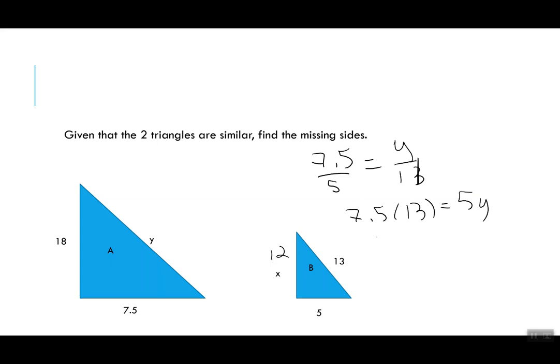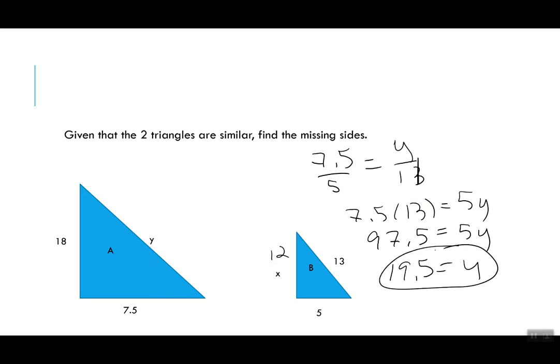So 7.5 times 13 gives me 97.5. Let's divide by 5. Y is 19.5.